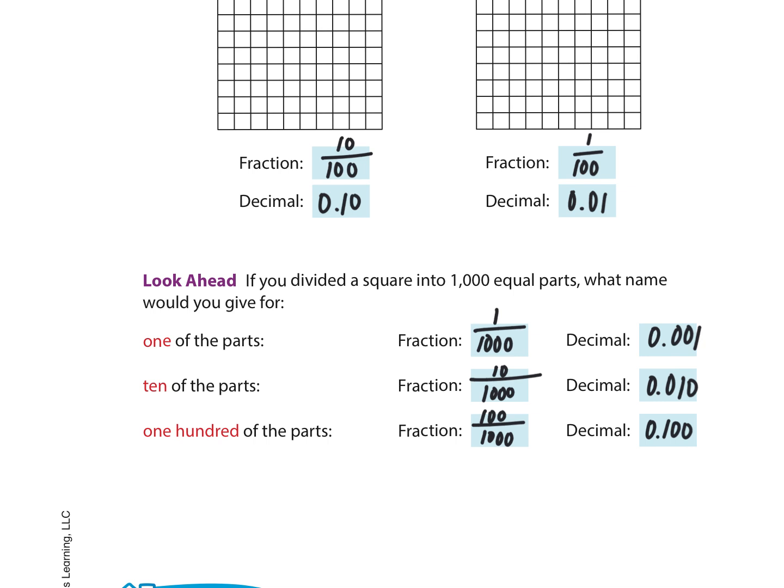So wherever the last digit ends up, whatever place the last digit in your number ends up, that's what you read it as. This says 100. The last digit is in the thousandths place, so I read it as 100 thousandths. This one, I would read the number as 10. Last digit's in the thousandths, so 10 thousandths. Does that make sense so far?